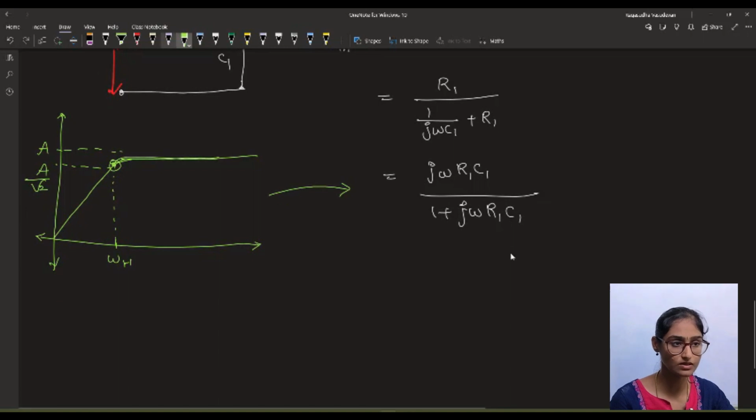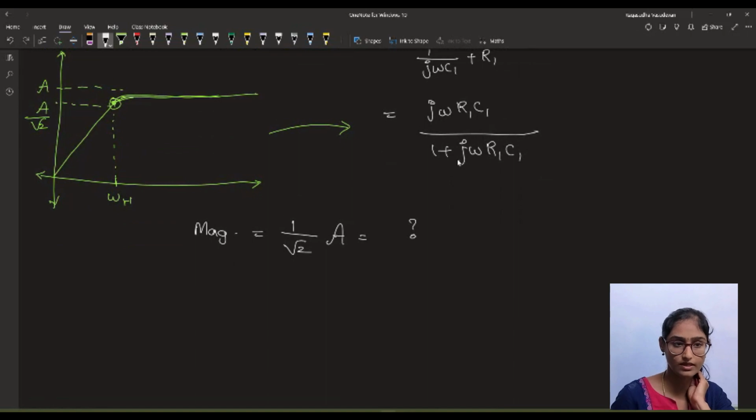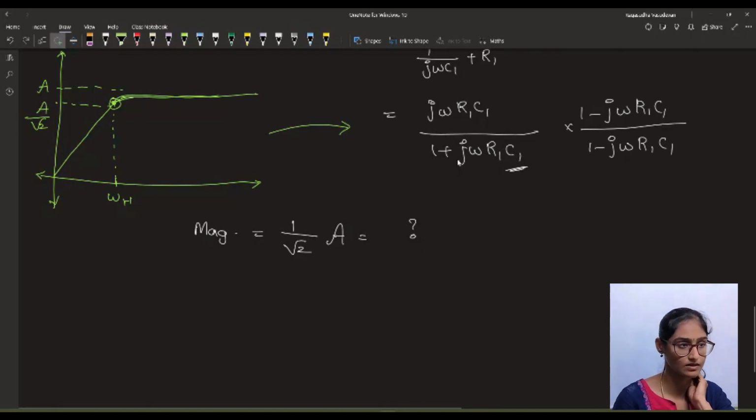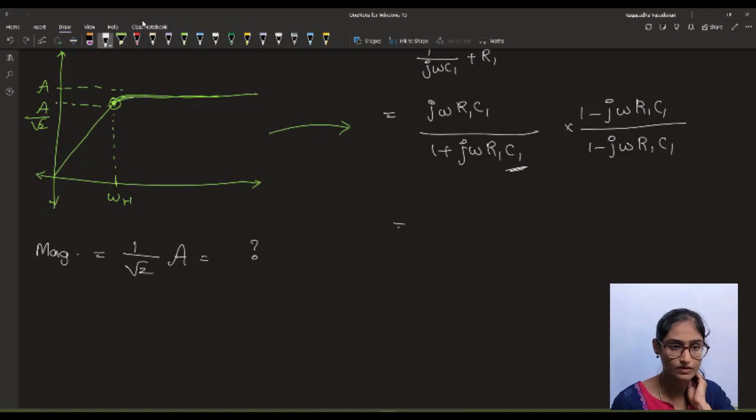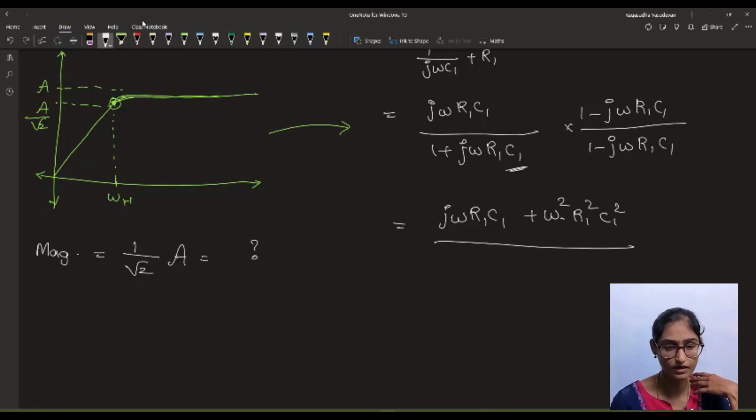Okay. So what is the magnitude of the gain? The magnitude of the gain will be 1 divided by root 2 times A, which is equal to, we have to take the conjugate of the denominator and simplify. Okay. So if we take the conjugate, and just park this aside. Okay. So this is equal to omega square r1 square c1 square divided by 1 plus omega square r1 square c1 square.